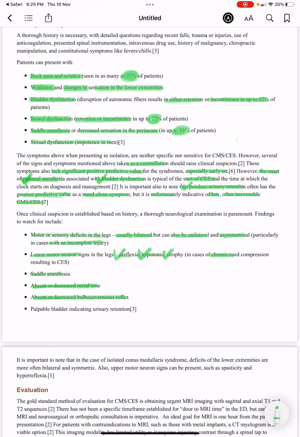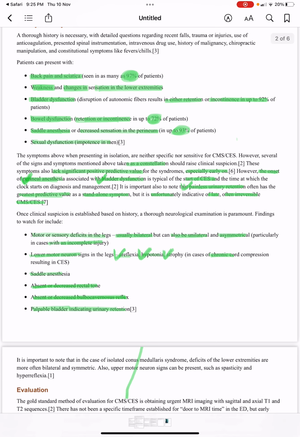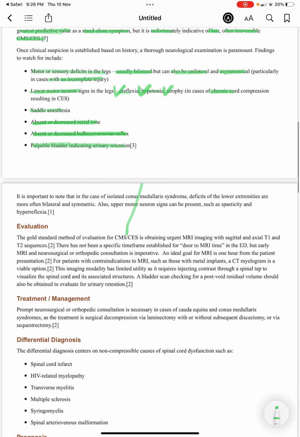It is also important to note that in cases of isolated conus medullaris syndrome, deficits of the lower extremities are more often bilateral and symmetric, and upper motor neuron signs can be present, such as spasticity and hyperreflexia.